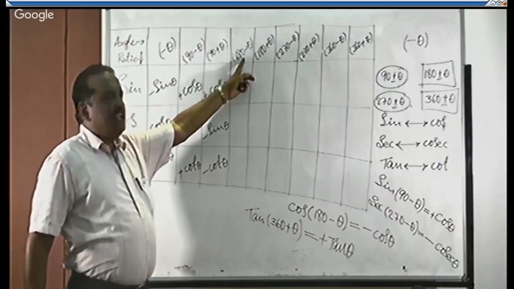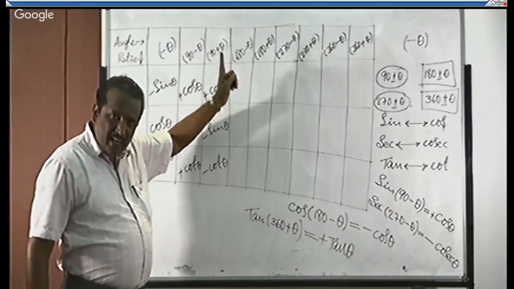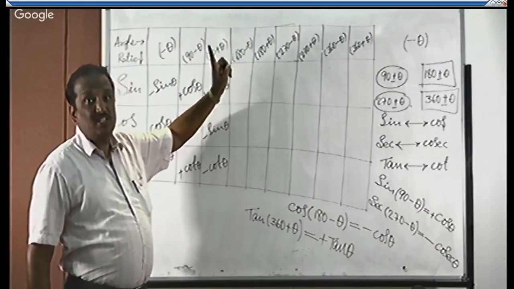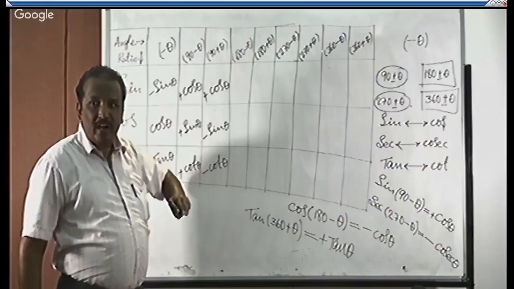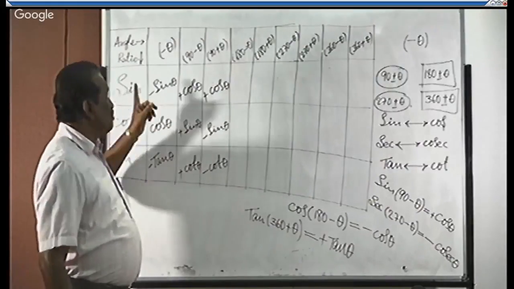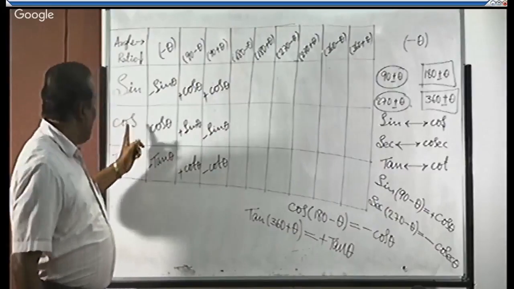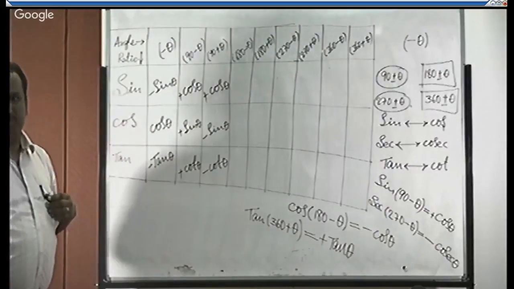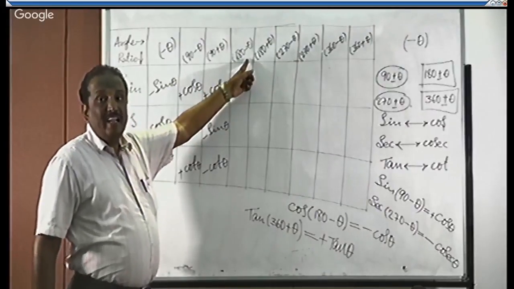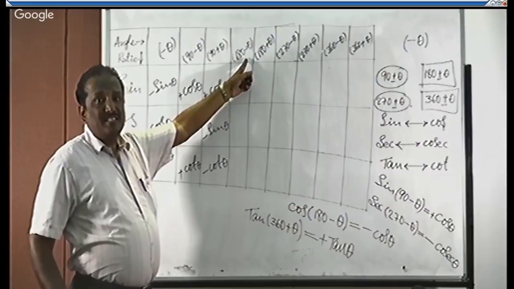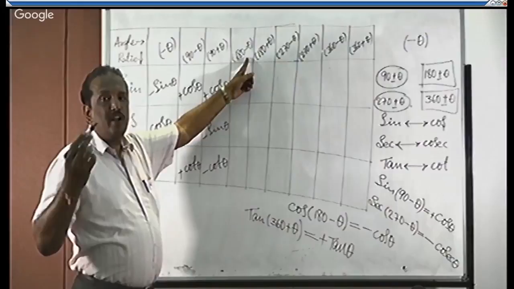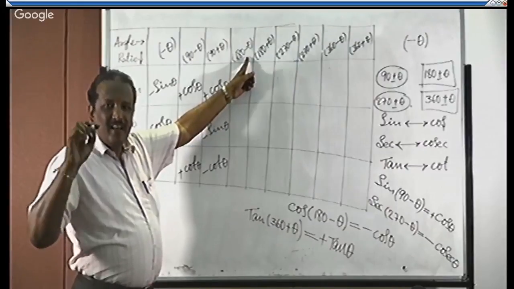Again, 180 minus theta is there. 180 minus theta is also coming under the second quadrant. According to the ASTC rule, in the second quadrant only sine and its reciprocal are positive. Therefore, except sine, cos and tan will be assigned a negative sign. So observe here, when we connect 180 minus theta to any trigonometric function, the same trigonometric function results on the right hand side.